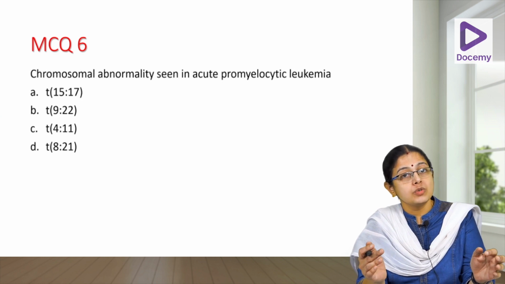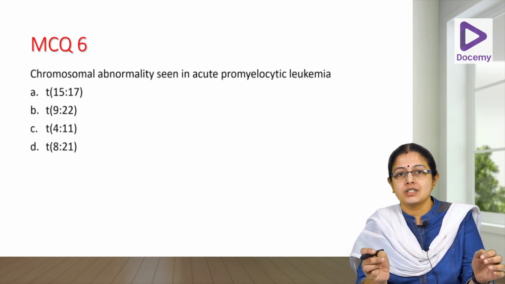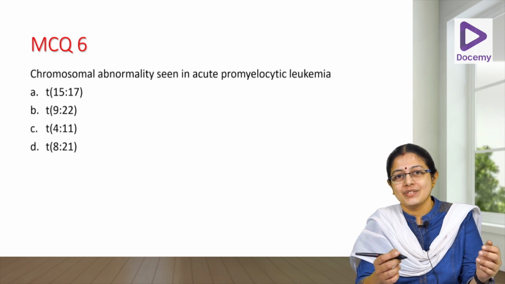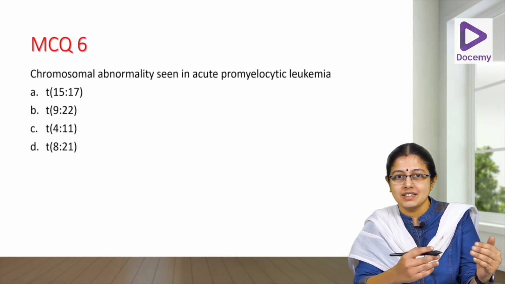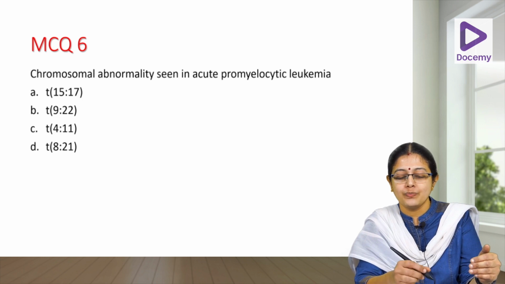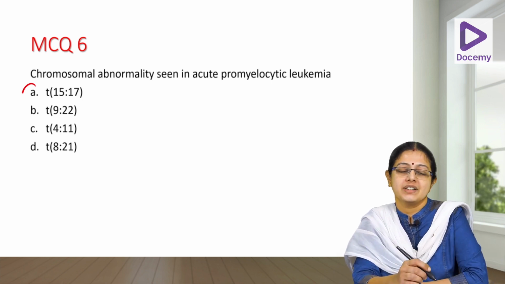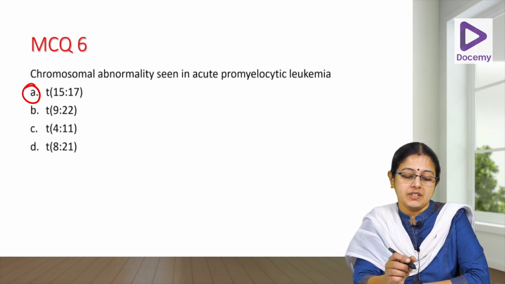Now, the chromosomal abnormality seen in acute promyelocytic leukemia. I think we have already dealt with it in the leukemia presentation, so I hope there wouldn't be any more confusion. It is translocation 15;17.